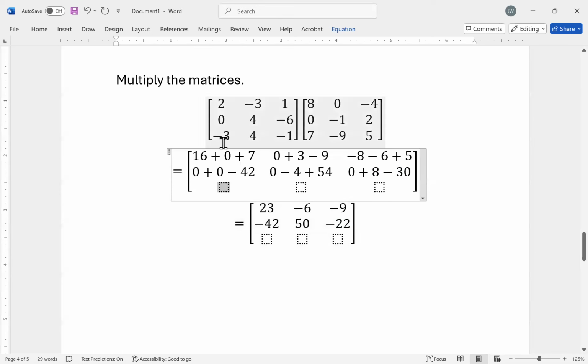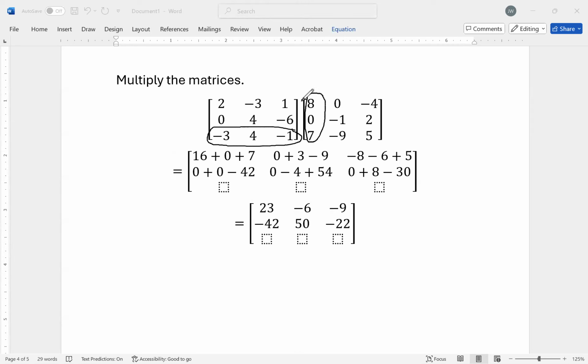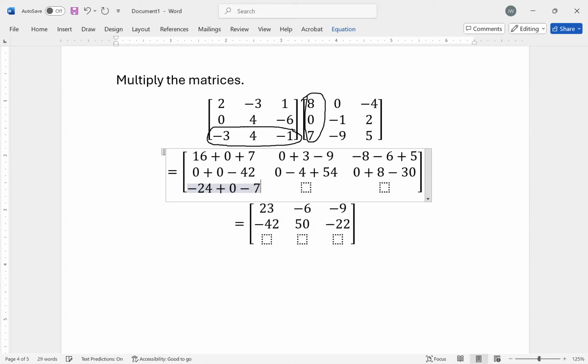Now I'm ready for the third row entries. So I take third row, maybe I'll just highlight this for right now. Third row times first column, negative 3 times 8, negative 24. 4 times 0 is 0. And negative 1 times 7 is negative 7.